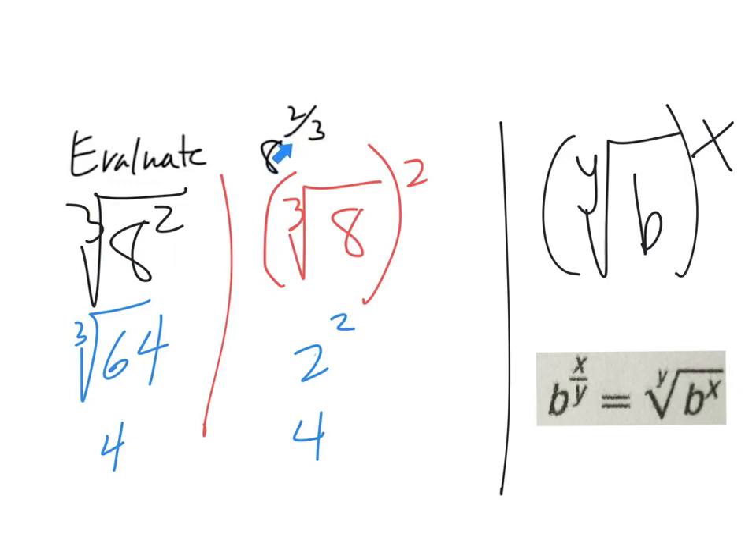If you did write 8 to the 2/3 in your calculator, you'll get 4. It'll do it for you. There's no secret there. Alright? But the directions most of the time will say something like convert to radical form and then evaluate. So you just got to be careful when you're doing that. Are there any questions on that?